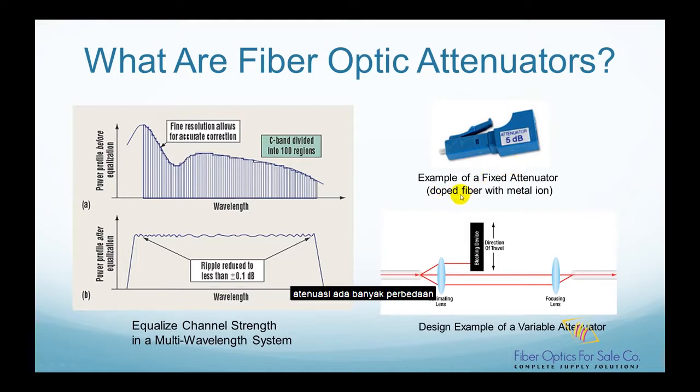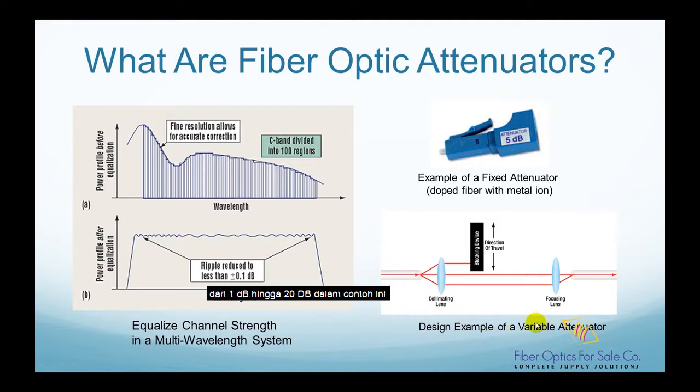There are many different mechanisms to reduce the optical power. This picture shows another mechanism used in one type of variable attenuator. Here, variable means the attenuation level can be adjusted. For example, it could be from 1 dB up to 20 dB.